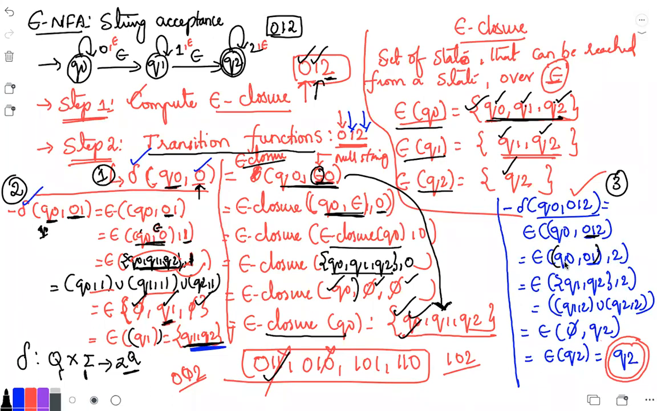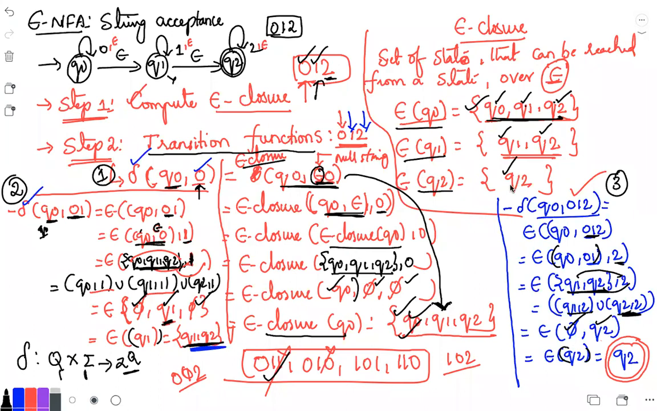So epsilon closure of Q naught, comma 0, 1, we have already computed just now. Ultimately, it is Q1, Q2. You can directly substitute the values here. Epsilon closure of Q1, Q2 on 2, the input. So it is Q1 on 2 and Q2 on 2. Q1 on 2, there is no path, so which is phi. Q2 on 2, there is Q2. So which is ultimately epsilon closure of Q2.